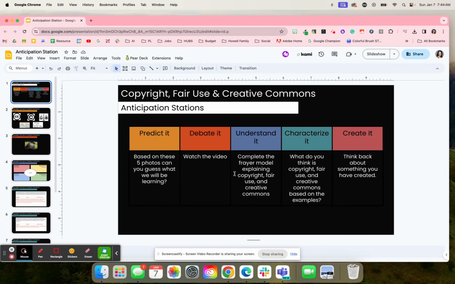Here's an activity you can use with your students. These are going over copyright, fair use, and Creative Commons. You can do anticipation stations with your students on these different topics.